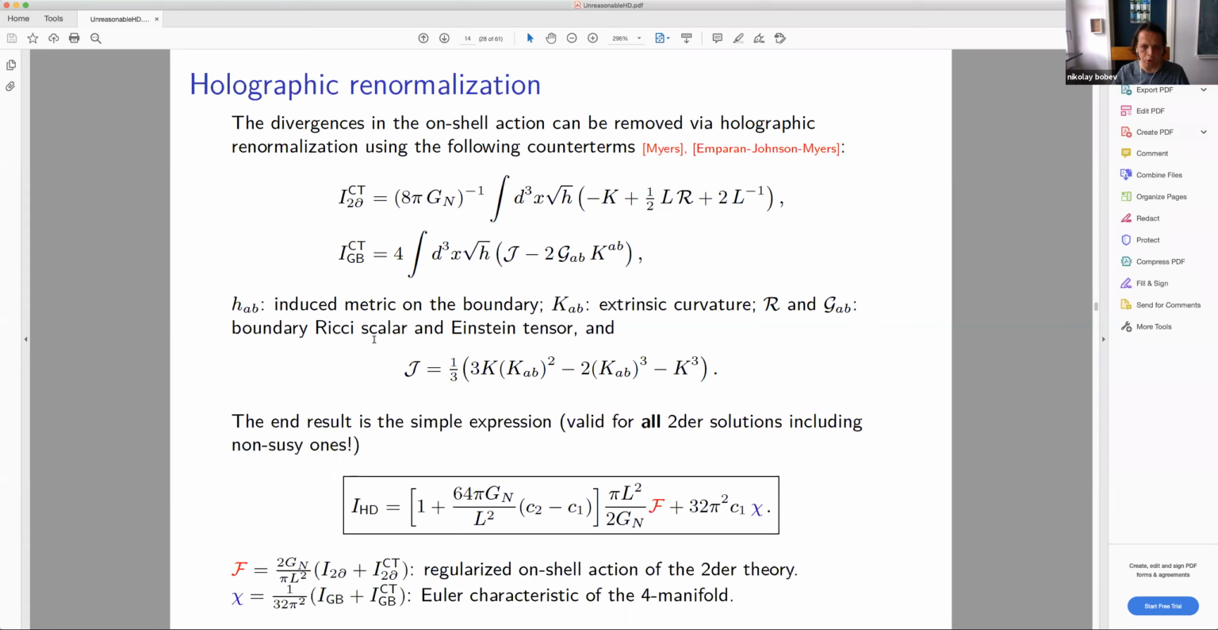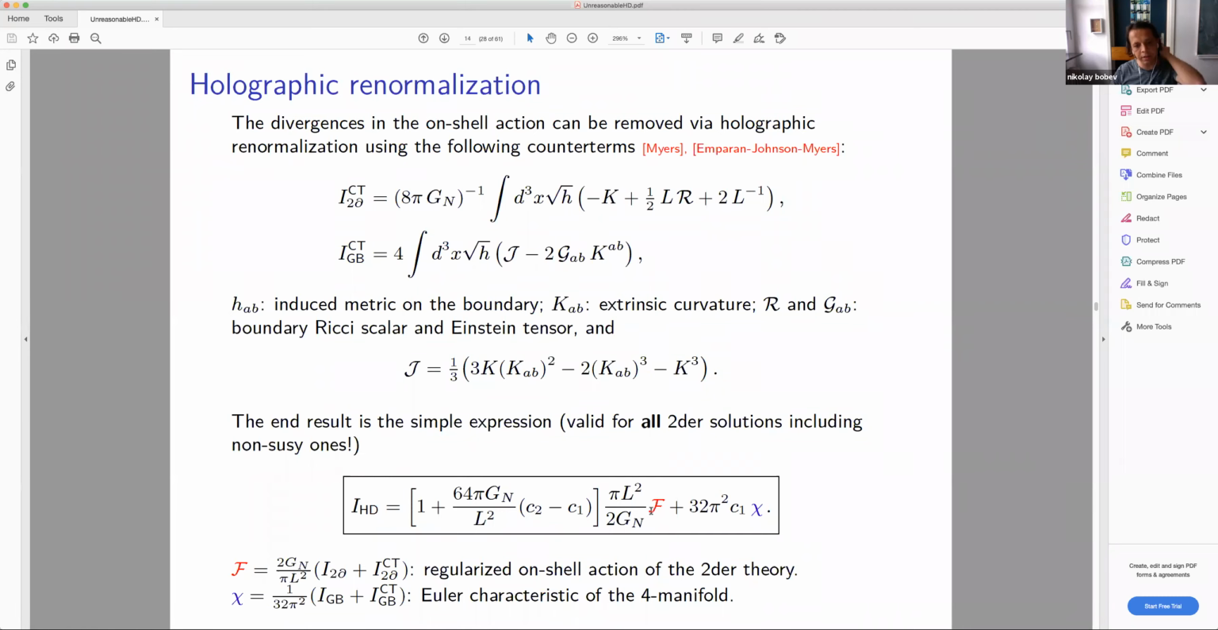So you put all of this, you turn the crank, you have very good friends who can compute without a single mistake, and you'll find an equation that you can put in a box or on a t-shirt if you like. Here it is. So this is the on-shell action regularized for any solution, any two derivative solution of this big action that I showed you before. It depends on the constants in the problem, C1, C2, as well as L squared and G Newton.